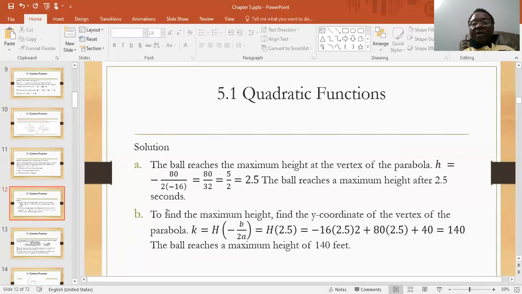So the ball reaches the maximum height at the vertex of the parabola, h, which is minus b over 2a, which is 5 over 2, which is 2.5. So the ball reaches a maximum height after 2.5 seconds. That maximum height is obtained at the value k of the vertex, equal to h of minus b over 2a, which is 140. So the ball reaches a maximum height of 140 feet.